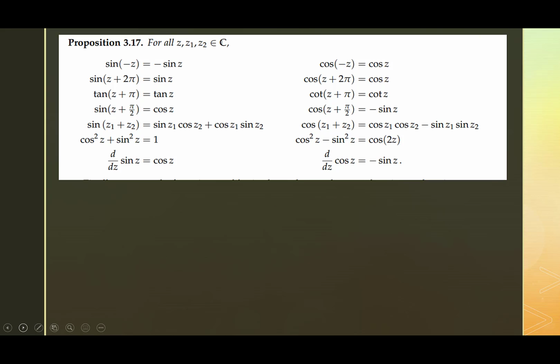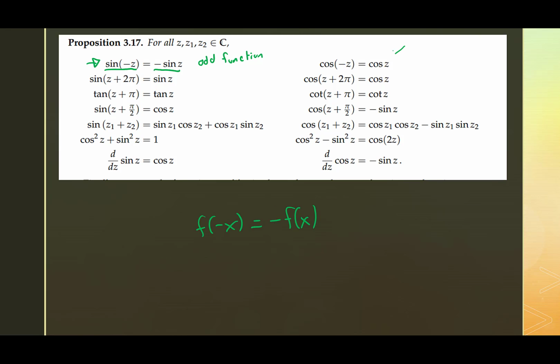Okay. So here are some properties of our sine and cosine functions. Some of these are pretty much as similar as what we would get back in calculus. Nothing's too strange. Now, this first one here, depending on what kind of calculus class you took, you may have seen that or you may not have seen it. But in any case, sine of minus z is equal to minus sine of z. This means that sine is what we would call an odd function in calculus. An odd function is a function such that f of minus x is equal to minus f of x, meaning you can sort of factor out the negative sign.